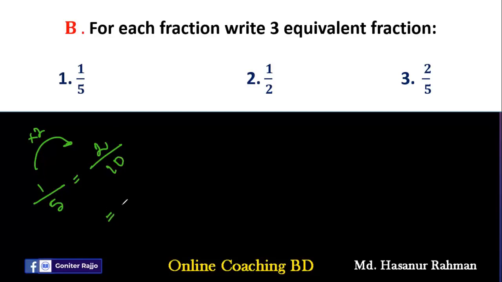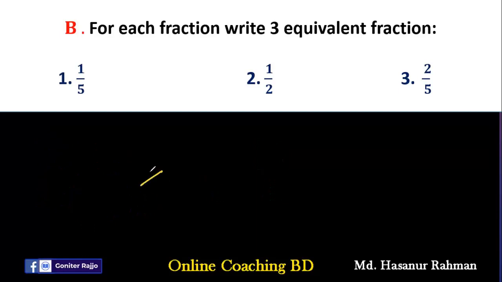If we multiply this 1 by 5 by 3, suppose, then you will get 3 1s are 3, 5 3s are 15. This is another equivalent fraction. And if we multiply this 1 by 5 by 4, then what will we get? 4 1s are 4, 4 5s are 20.